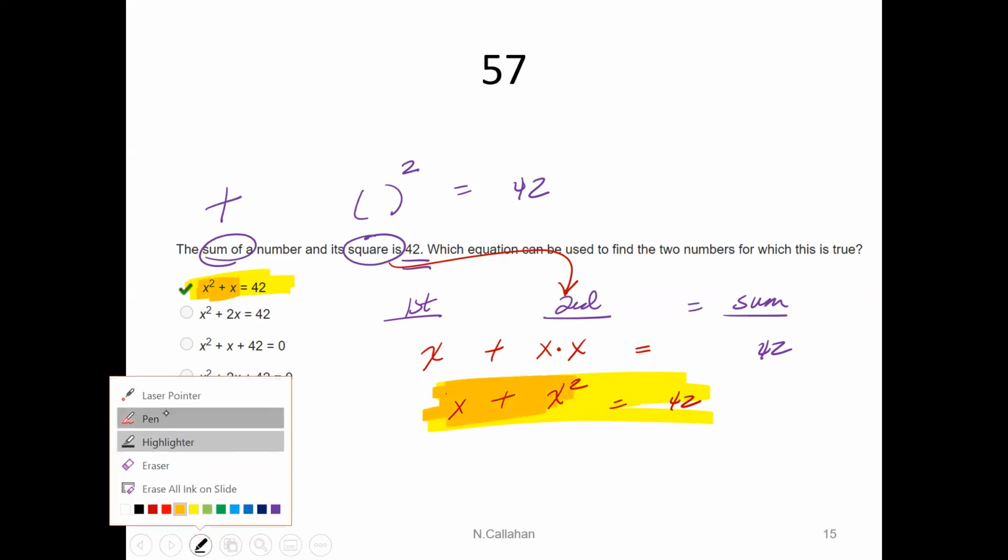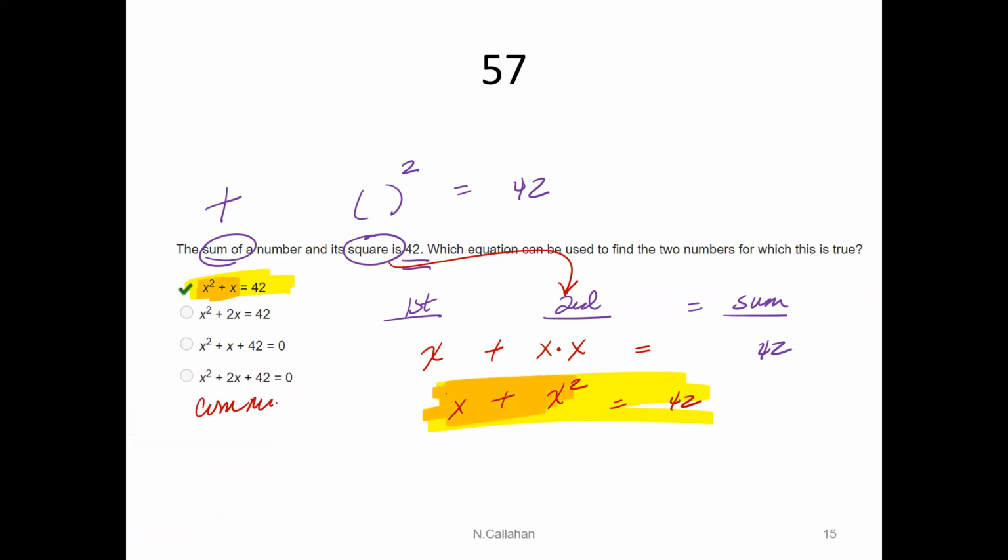squared. Do you guys remember the commutative property? The commutative property is a plus b is the same thing as b plus a. So you can reverse that. So in this situation, x squared plus x is the same thing as x plus x squared.